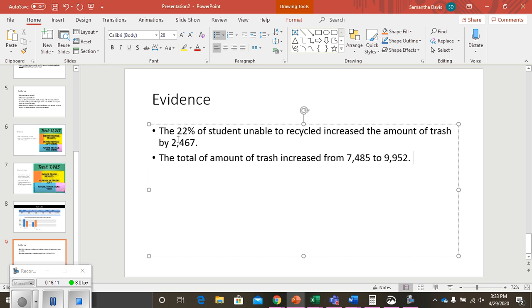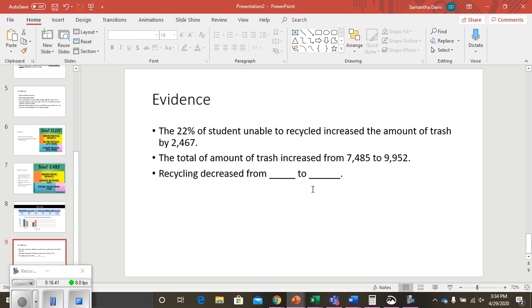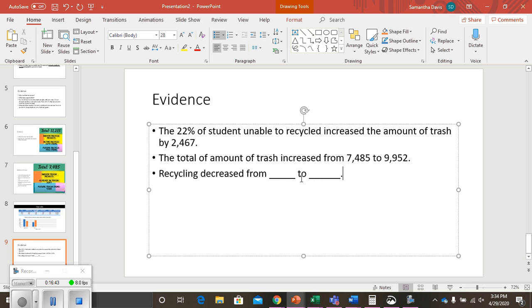But you notice how I didn't mention recycling? You can. Recycling decreased from blank to blank. You can totally add that, because that's in a report. It changed. It fluctuates. Okay? The amount changes a lot. All right? So that's how you write your reference. Right there. You only talk about your numbers.